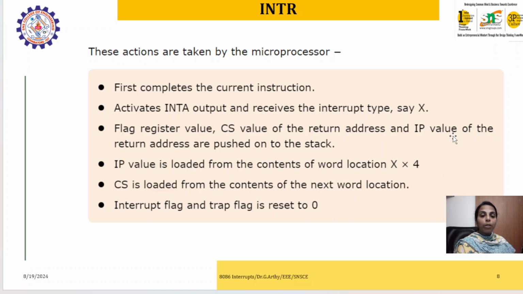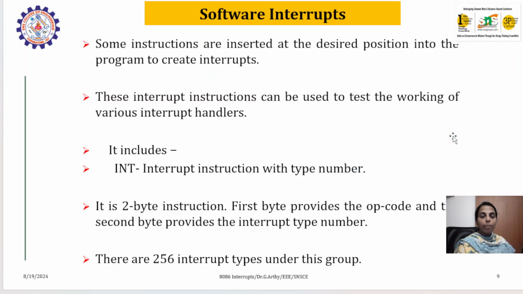The IP value, that is, the instruction pointer value, is loaded from the contents of the word location given by the interrupt type multiplied by 4. CS is loaded from the contents of the next word location. The interrupt flag and trap flag are also reset.